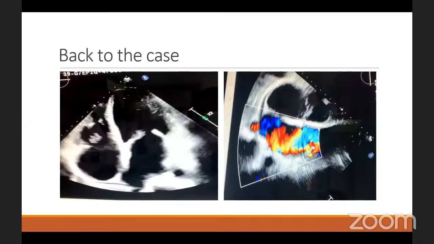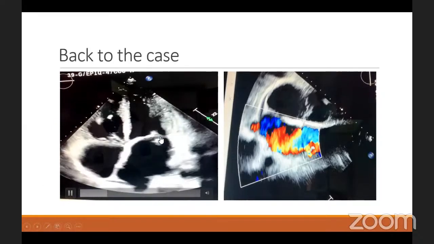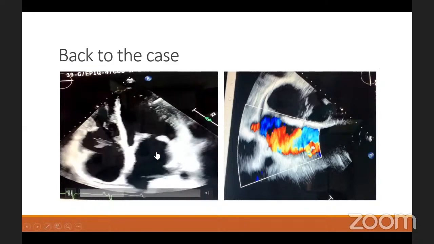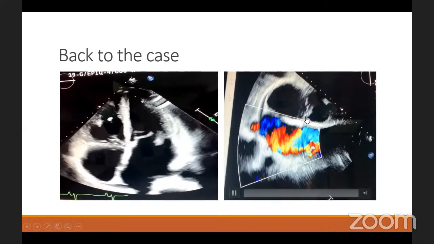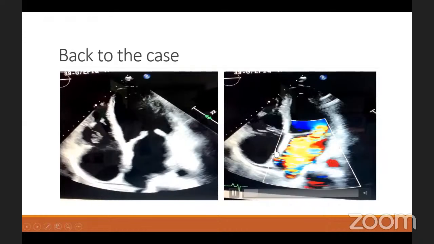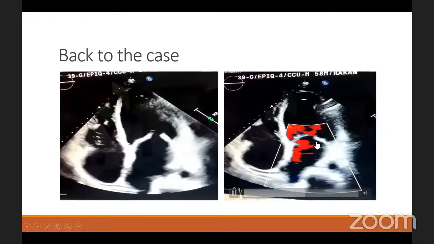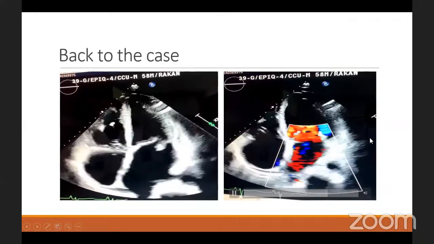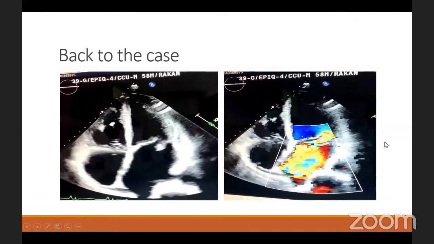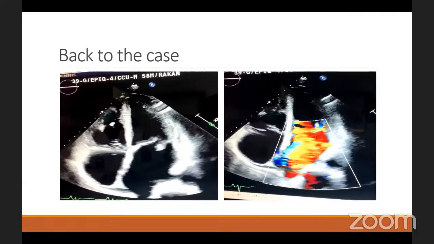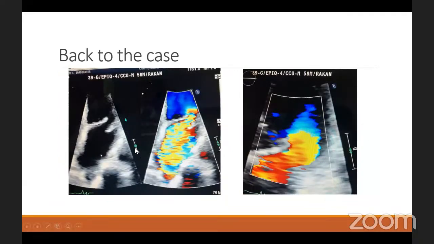I think I have a clearer view than this. Wait a moment. Yeah, you can see the dropped leaflet of the posterior leaflet into the left atrium. So you can see there is no coaptation line between the two leaflets because the posterior leaflet is dropped into the left atrium due to degenerative valve disease. Okay, so this is a two-chamber view. This is the anterior leaflet, this is the posterior leaflet. You can see there is no coaptation line, and this is severe regurgitation.